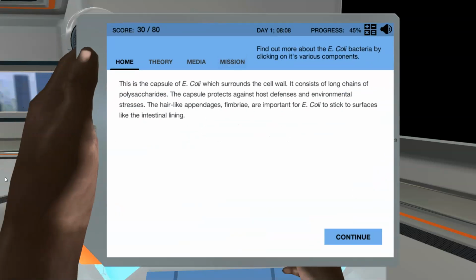This is the capsule of E. coli which surrounds the cell wall. It consists of long chains of polysaccharides. The capsule protects against host defenses and environmental stresses. The hair-like appendages, fimbriae, are important for E. coli to stick to surfaces like the intestinal lining.